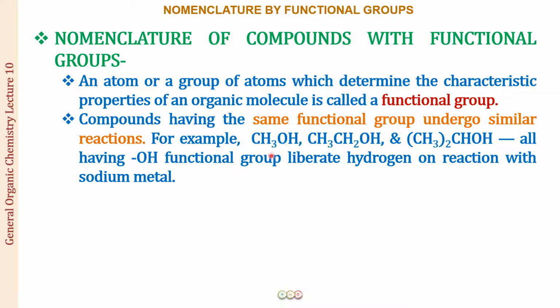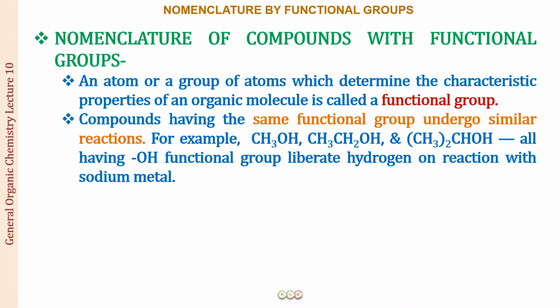For example, CH3OH, CH3CH2OH, (CH3)2CHOH. All of these compounds have one thing in common, that is this OH group. This OH group is called a functional group, and because of the presence of this OH group, all these compounds can liberate hydrogen on reaction with sodium metal. So a functional group is an atom or a group of atoms which determines the characteristic properties of an organic molecule, right?